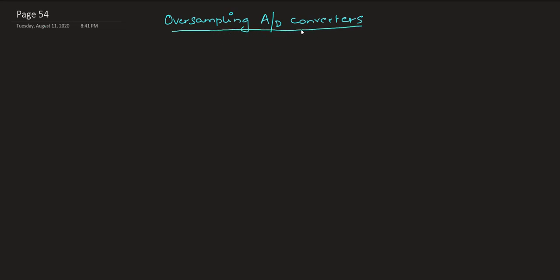In today's class, we're going to see about oversampling A to D converters. So, what is A to D? Analog to digital. Right, so we're going to see today what oversampling A to D converters are and why we are learning this in DSP. So the notion goes like this.